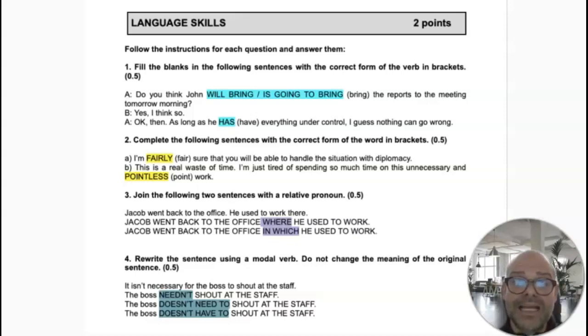And then in the last activity, number 4, you have to rewrite the sentence that we give you using, in this case, a modal verb, but we can ask you to rewrite the sentence using another word or using a phrasal verb or any other kind of grammatical point that we have seen. Okay, so basically this part has 4 points about grammar and vocabulary.